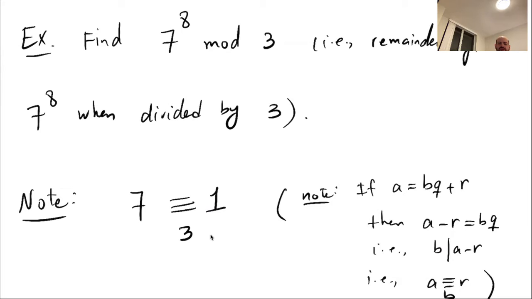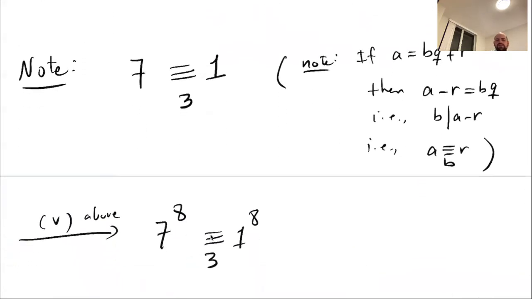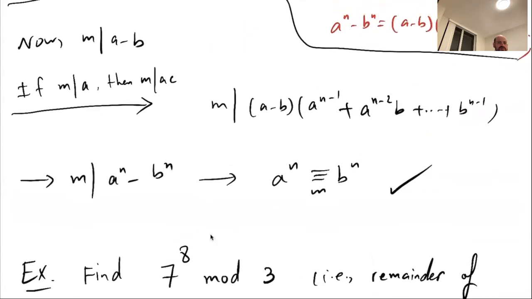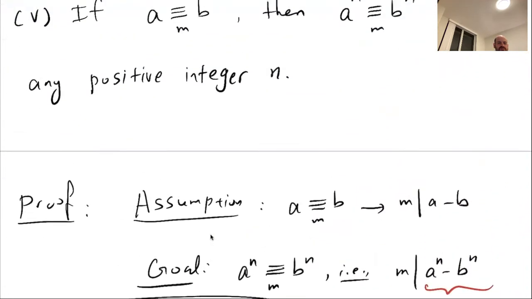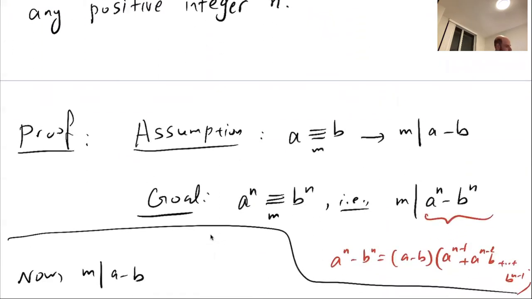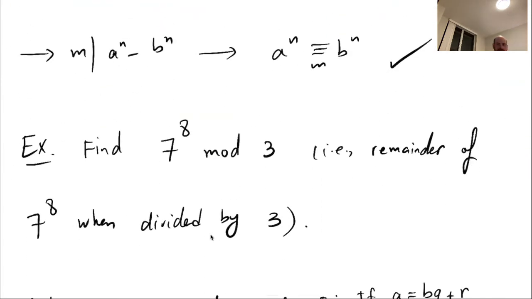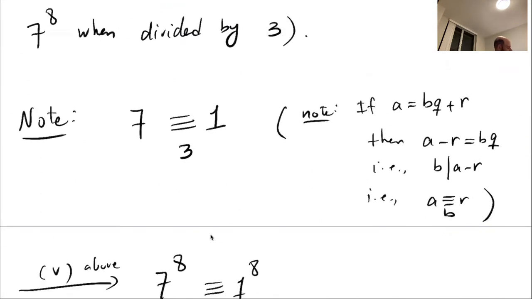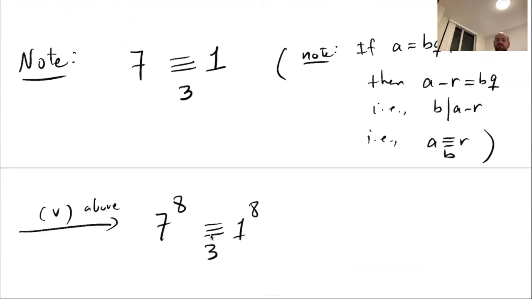Starting from 7, I can just raise both sides to power 8. If I raise both sides to power 8, by property 5 above, property 5 is about this property that we can raise both sides to any power. So here, I have 7 to power 8 congruent to 1 to power 8 mod 3 when I raise both sides to power 8.